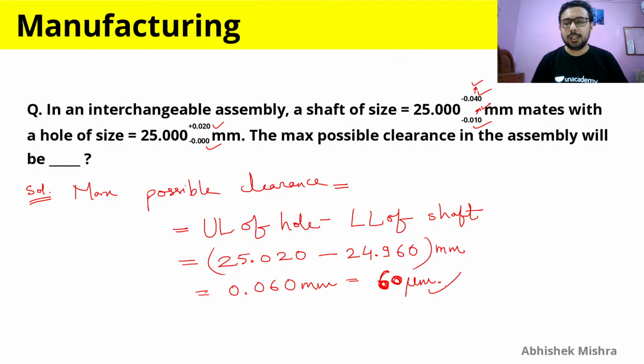So this is the correct answer, and as you can see, what we have learned here is that sometimes the format and the basic layout can get changed, and therefore we have to be careful. We must not make mistakes by just blindly assuming that the top value will be the upper limit and the bottom will be the lower limit. But that is not the case.